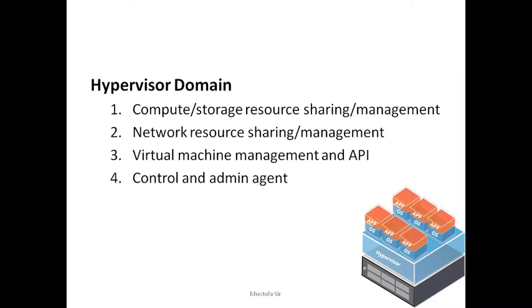Then again we have the control and admin agent for the hypervisor domain, the same thing we saw for the compute domain. It connects to the virtualized infrastructure manager (VIM). And in the previous slide we had the eSwitch. For the compute domain we had eSwitch, and here we have the vSwitch. That vSwitch function is implemented in the hypervisor domain as the virtual switch, forming a virtual way.